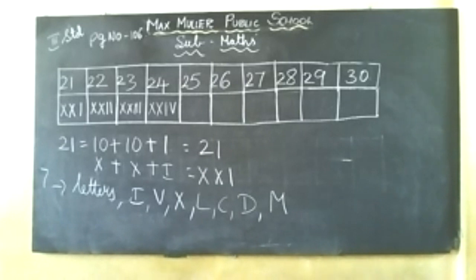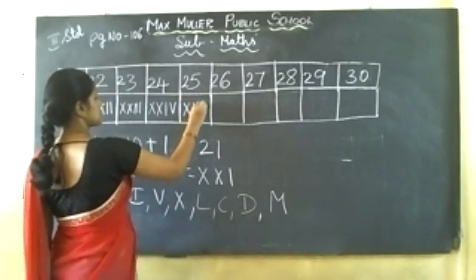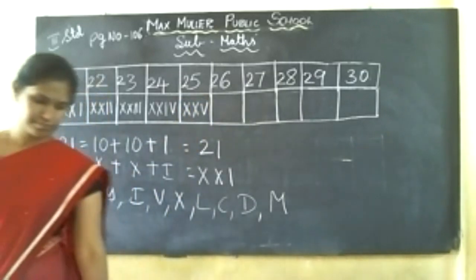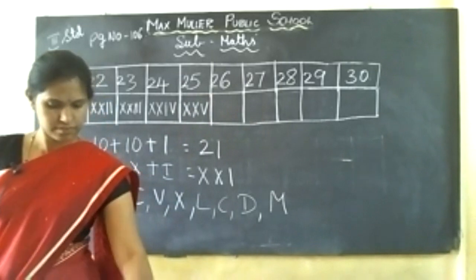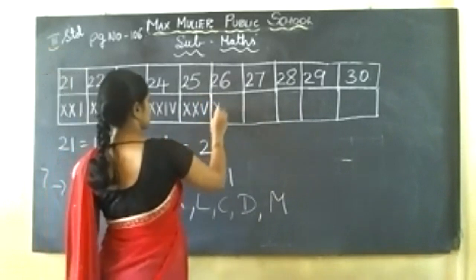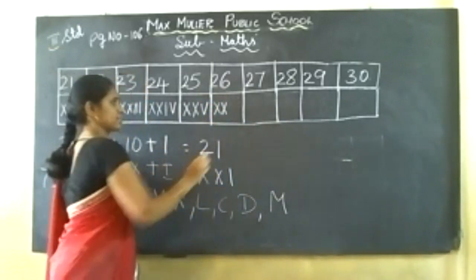Finished? Next, 25 they have given. So 25 means X, X, V. Next, X, X, 6 they have given. So 6, how will you write?